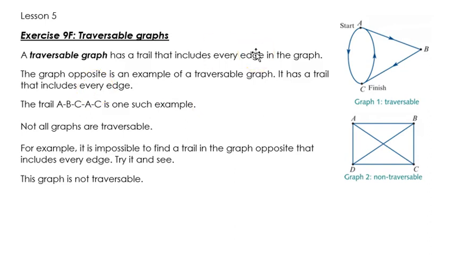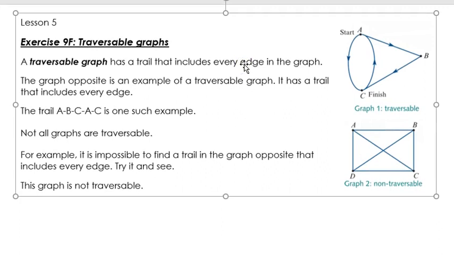through this network? Okay, so a traversable graph has a trail that includes every edge in the graph. So can we travel through this graph visiting every single edge? Okay, now the graph opposite, this one here, graph 1, is an example of a traversable graph. It has a trail that includes every edge.